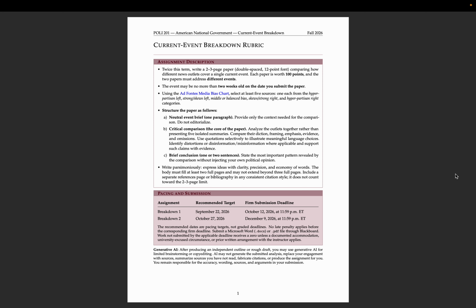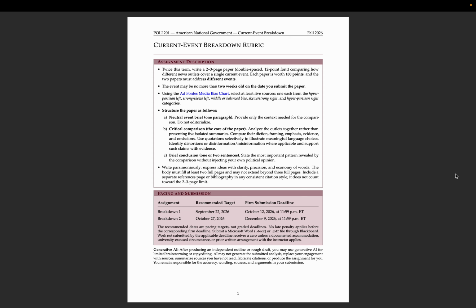Note that throughout this entire assignment, both of them that you're going to submit, you should not be injecting your own political opinions into these assignments. You're talking about, 1, the event in a neutral way, and 2, how these different media sources inject their own political opinions into the news.